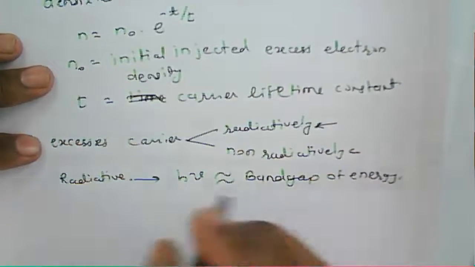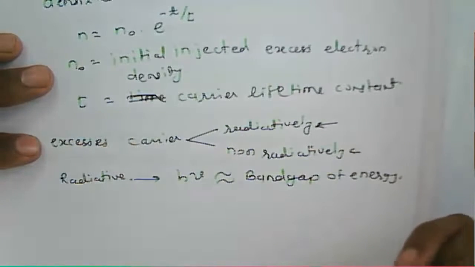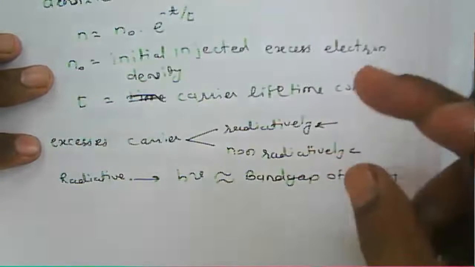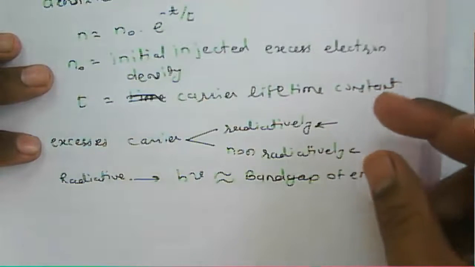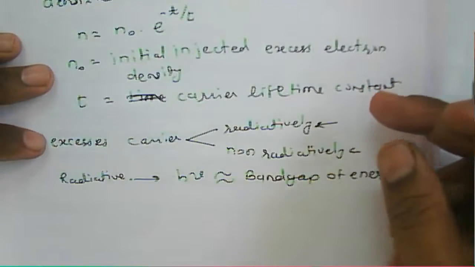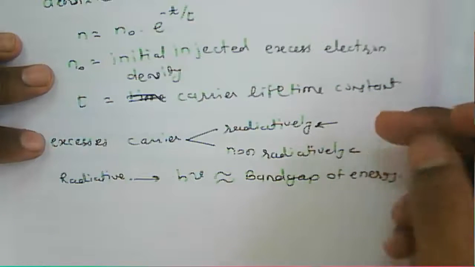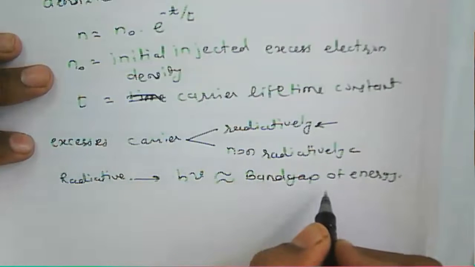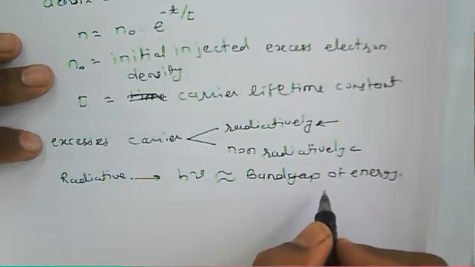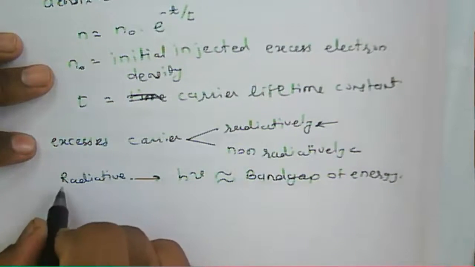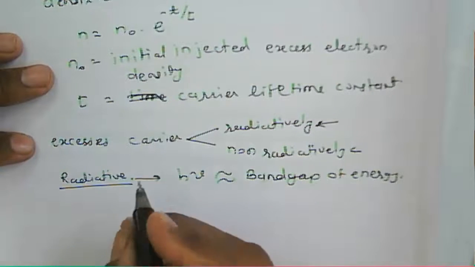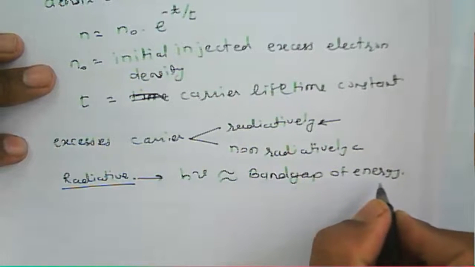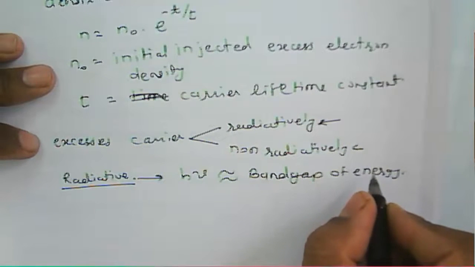So what is band gap energy? We have the valence band and the conduction band, and in between them there is a gap, and that is the band gap energy. So that particular photon of energy will be emitted, and that is called radiative recombination. This photon is emitted with energy equal to the band gap energy.